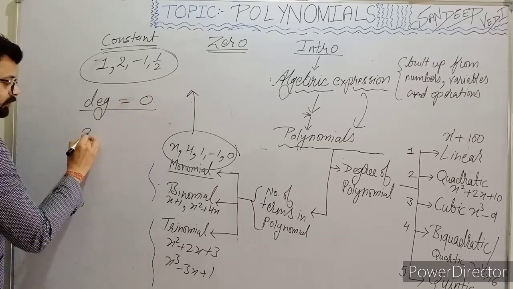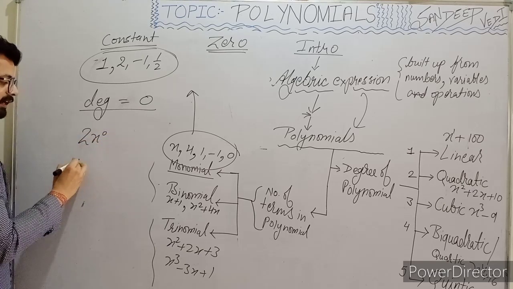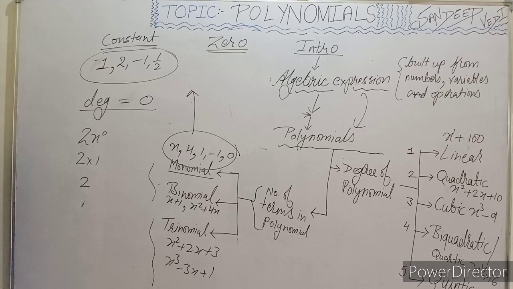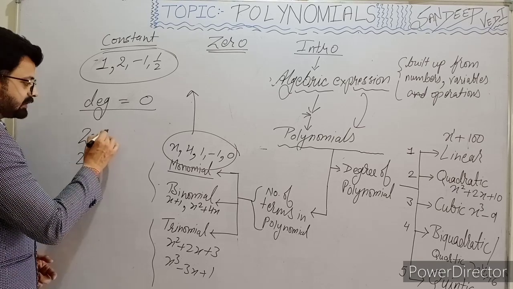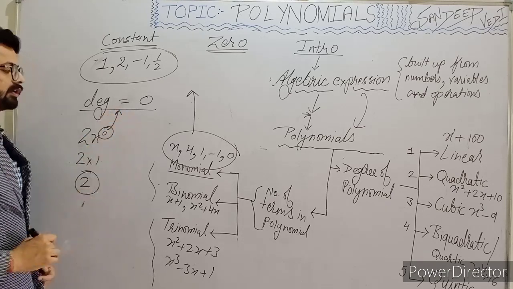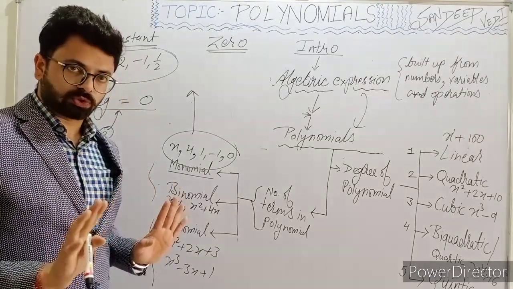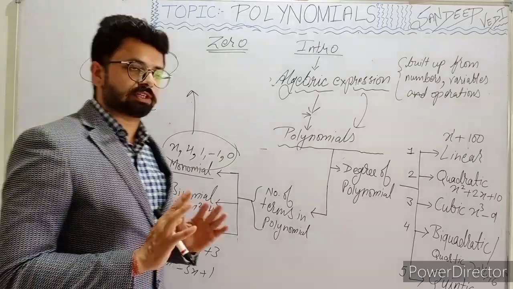Why? Suppose I want to write 2. If x is equal to 0, the value of x to the power 0 is 1, so it is 2 only. So here the degree is 0. The degree of a constant polynomial is always 0.